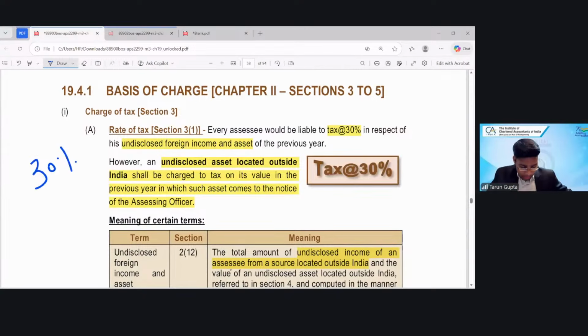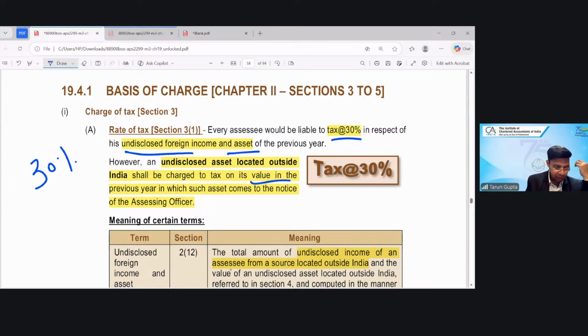So let's see what the Black Money Act says. It says every assessee will be liable to pay tax at 30% in respect of undisclosed foreign income and undisclosed foreign assets. There are two things: undisclosed foreign income and undisclosed foreign assets. However, an undisclosed asset located outside India shall be charged to tax on its value in the previous year in which such asset comes to the notice of the AO. Understand? The income is taxable in the year to which it relates, but the asset is taxable in the year in which it comes to the notice of the AO.